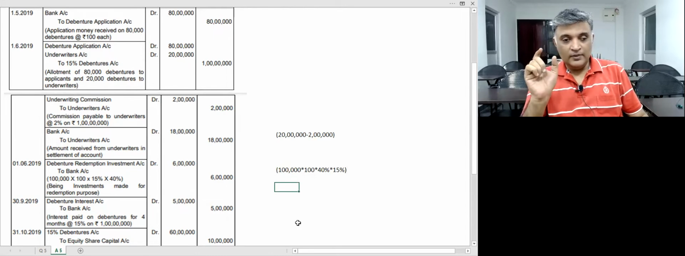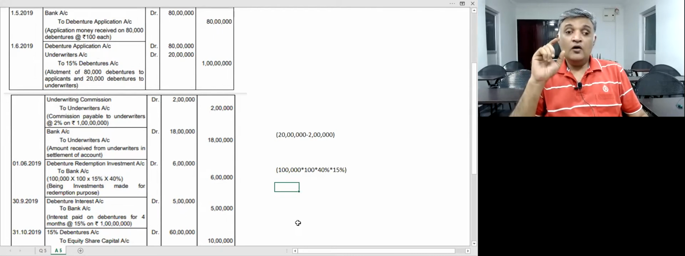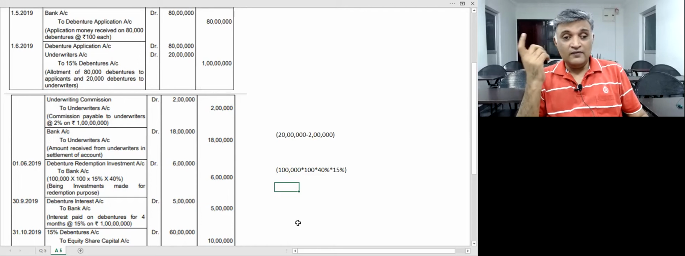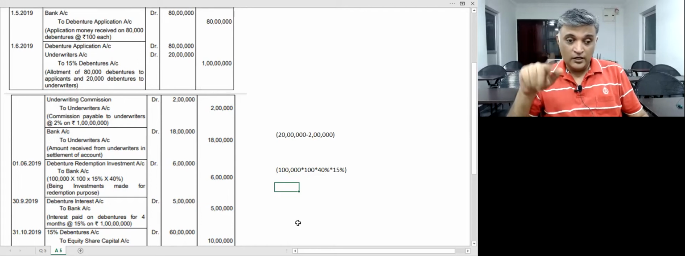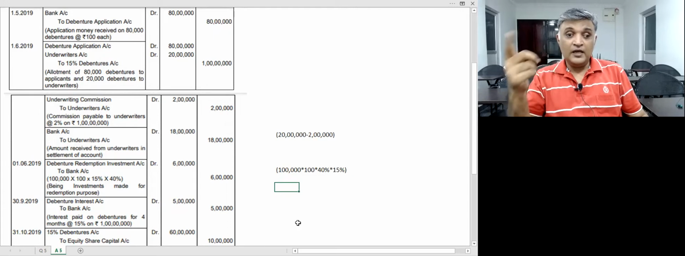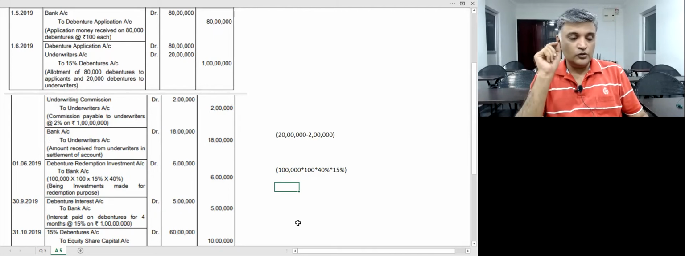So total 1 lakh debentures, face value of the debenture is 100. So 1 lakh into 100, which is 100 lakhs, right? Of that, 60% we are converting, which means the remaining 40% we have to pay. So into 40%, of that 15% we need to make an investment in the debenture redemption investment account. This is as per law. So it works out to 6 lakhs. So we have to make an investment on 1st of June 2019 to the extent of 6 lakhs. So 1 lakh debentures into face value 100 into 40% and into 15%, that will give you 6 lakhs. Right? Very important adjustment. Okay.